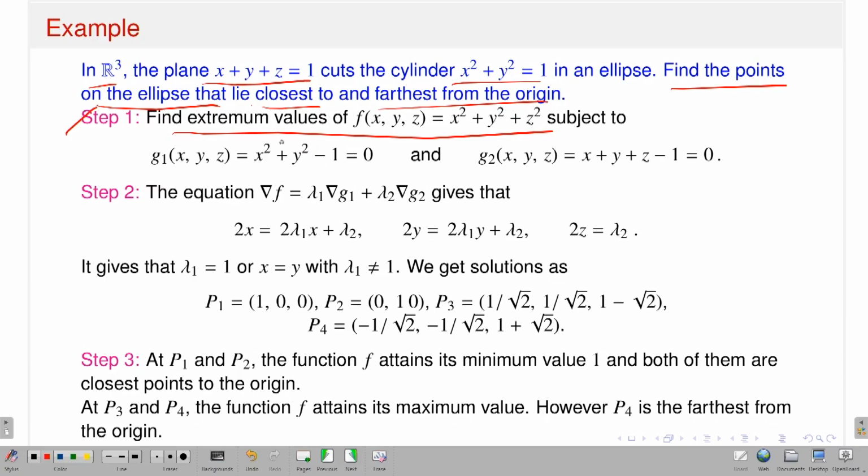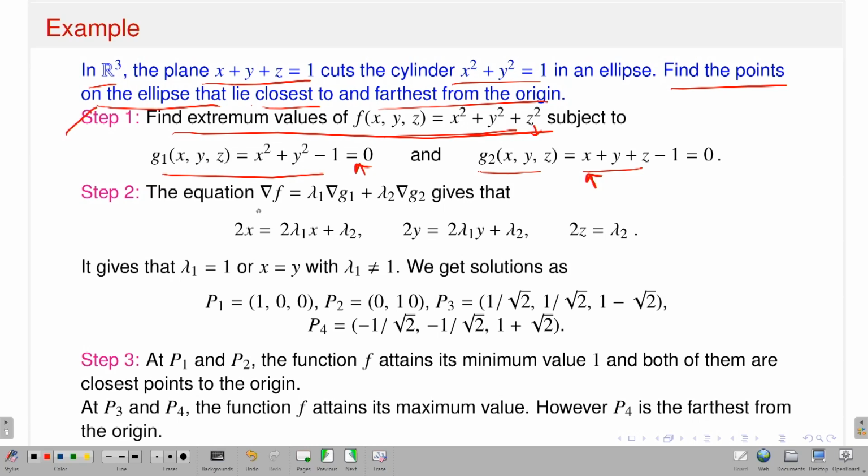So, I want the extremum values of the function f of x, y, z equal to x square plus y square plus z square, subject to the constraints. The point should lie on this cylinder, g1 of x, y, z equal to x square plus y square minus 1 equal to 0, and this plane, g2 of x, y, z equal to x plus y plus z minus 1 equal to 0. So, I want extremum values of this function subject to these two constraints. Now you just apply the earlier theorem, the earlier method.